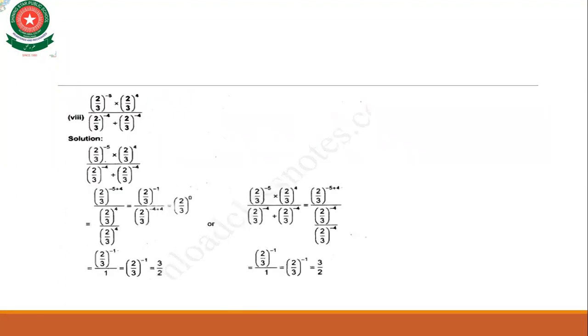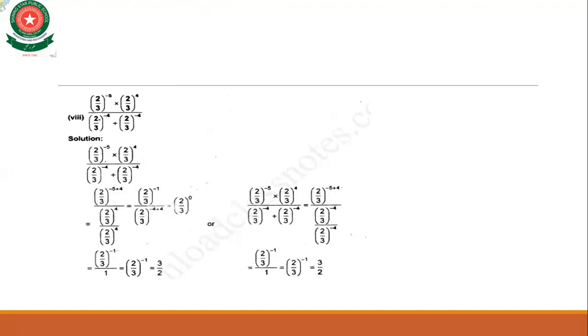Now the 8th one is (minus 2 over 3) power minus 5 multiplied by (2 over 3) power 4, over, in the denominator, (2 by 3) power minus 4 plus (2 by 3) power minus 4. So the solution of this question is in 2 parts.